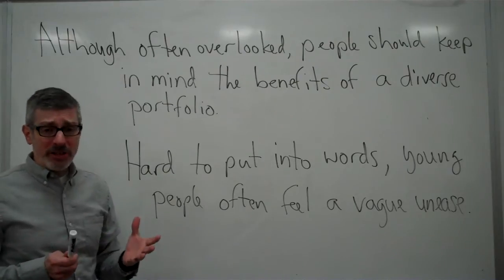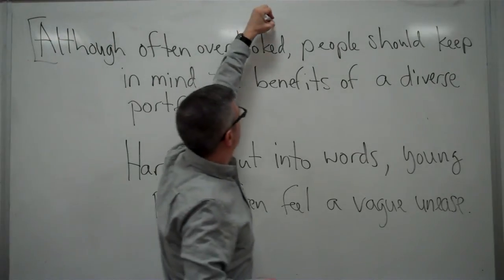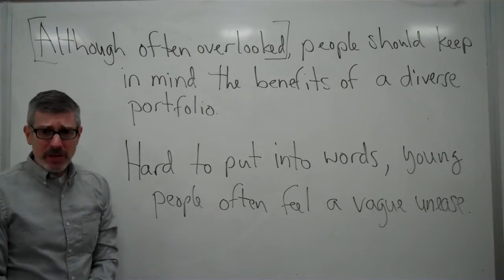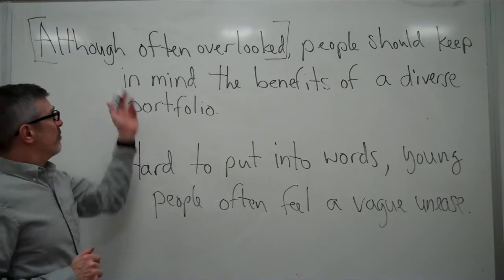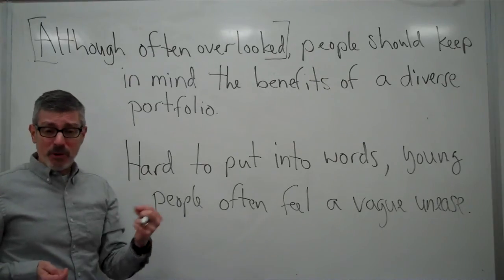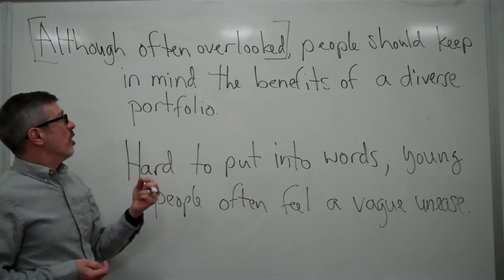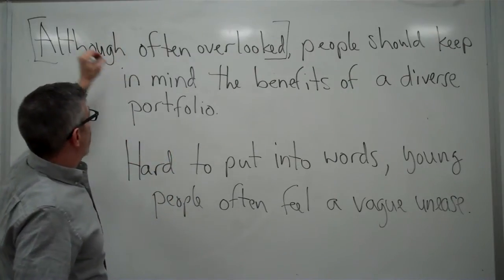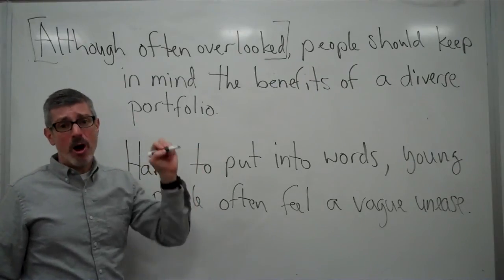The thing that is causing the problem is this element at the start of the sentence, although often overlooked. And this thing is called an elliptical clause, because an ellipsis is a thing that is left out, and what's left out of this elliptical clause, like every elliptical clause, is a subject-verb combination, the verb being a form of to be. So if we were to get rid of the ellipsis, you would have something like, although the benefits of a diverse portfolio are often overlooked. Although they are often overlooked.